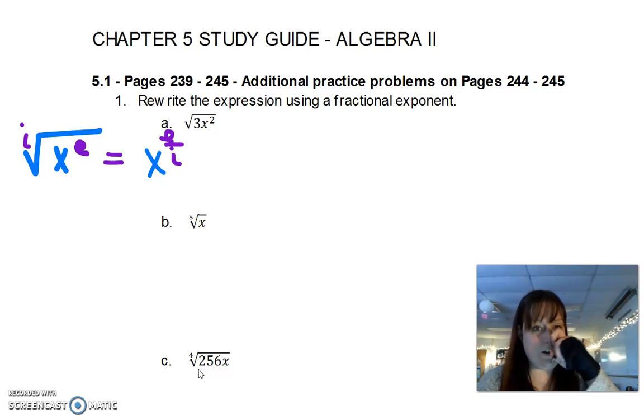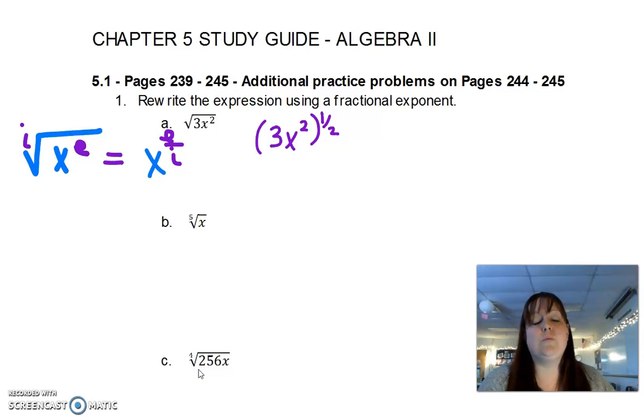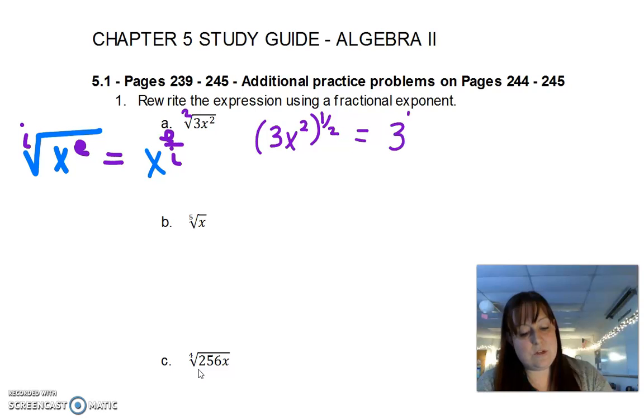So this first one, if you notice, this would be 3x squared to the 1/2, because the entire thing is under the radical, and remember, if we don't see an index, it's automatically a 2. And since that 1/2 applies to both of them, we would write this as 3 to the 1/2 x squared to the 1/2, and remember that means we multiply their exponents. So in the end, we'd end up with 3 to the 1/2 x.